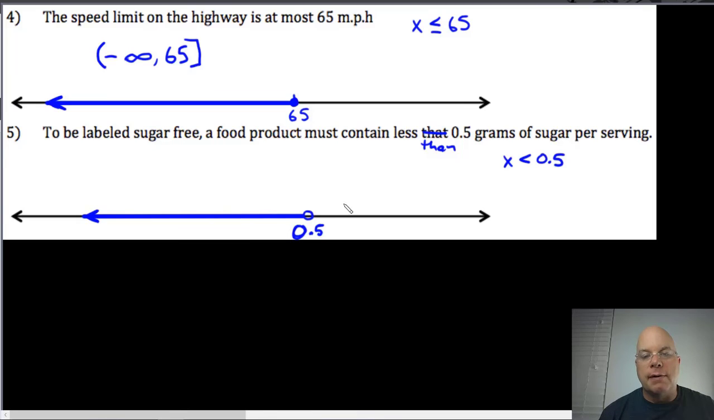So we have the inequality, we have the graph, we just need the solution set. This solution set goes from negative infinity all the way up to 0.5, but it does not include 0.5, so where we used a bracket in the previous problem to indicate that 65 was included, we use parentheses here to indicate that 0.5 is not included.